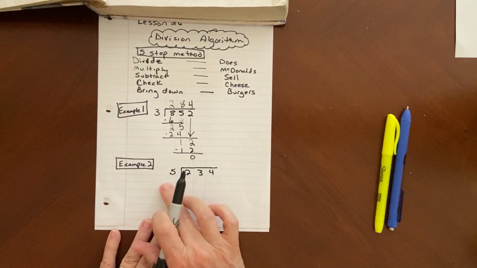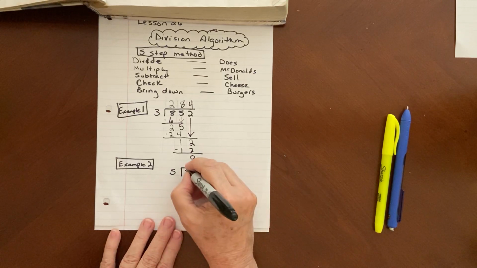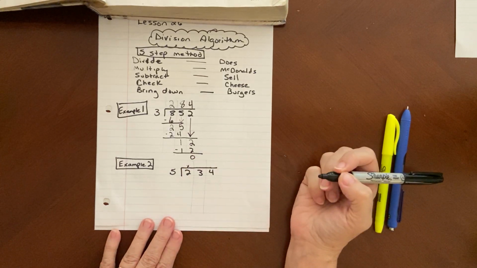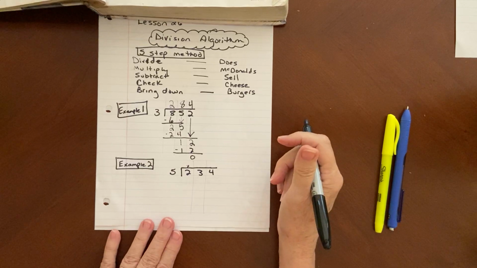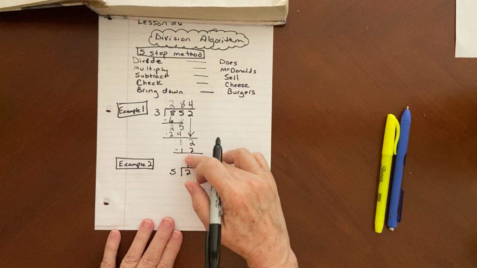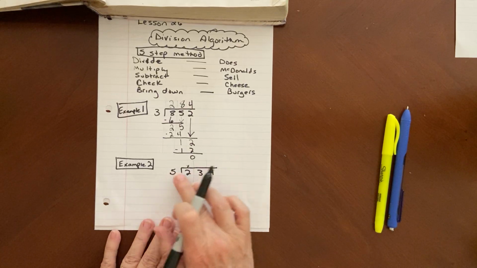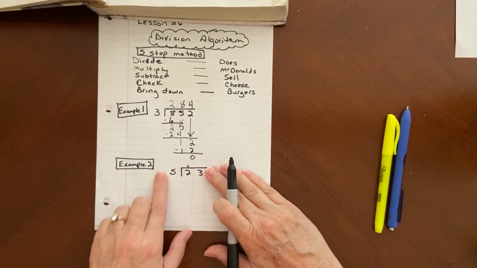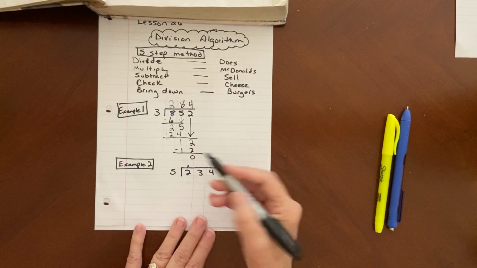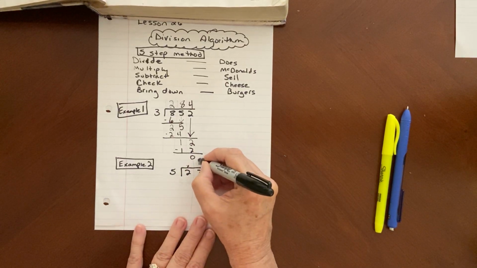I'm going to start here. Will 5 go into 2? No. So I put a little X there just to tell myself, nope, I don't have anything in that place value in the hundreds place. So I move on. Will 5 go into 23? So I'm just going to look place by place. And yes, it will go in 4 times.